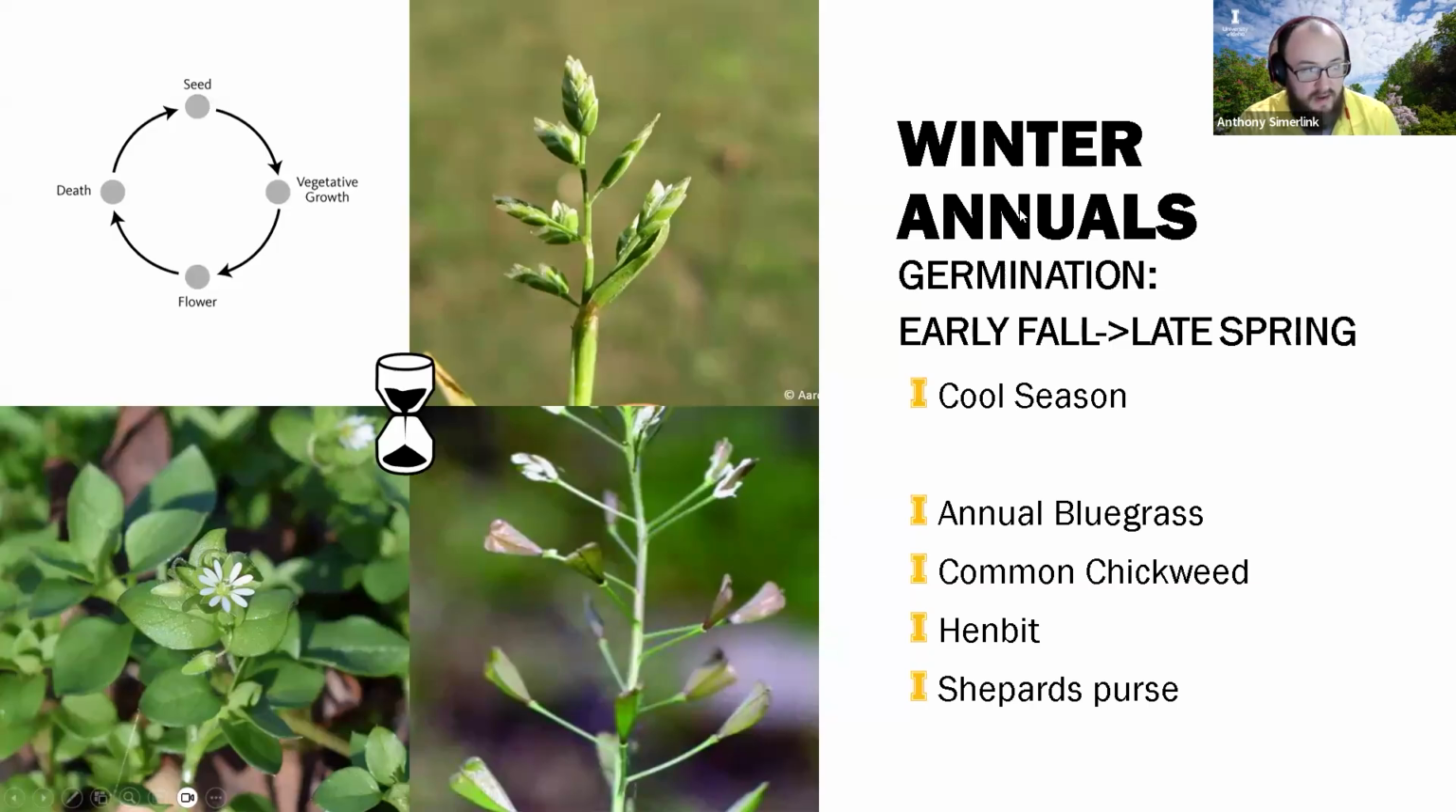So the main difference between summer annuals and winter annuals is the time that they germinate. Summer annuals will germinate in the spring or when it starts getting up to those temperatures, and then winter annuals will germinate in the fall when it starts to cool down a bit.